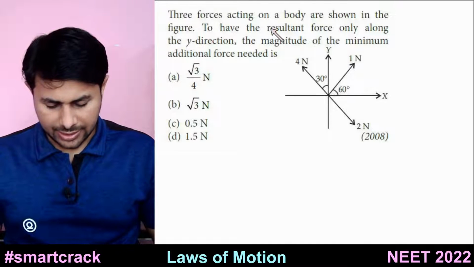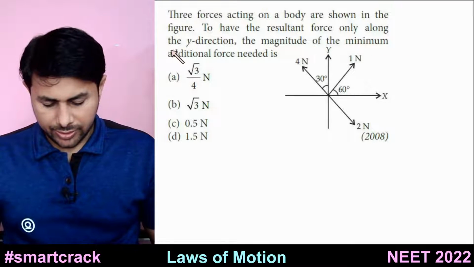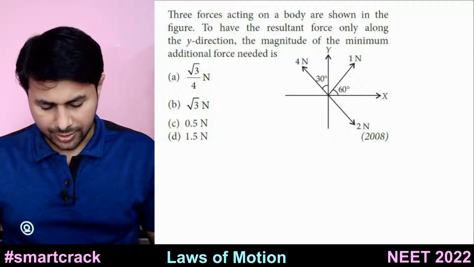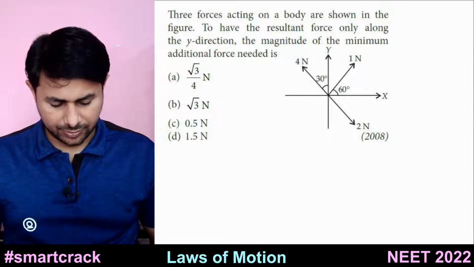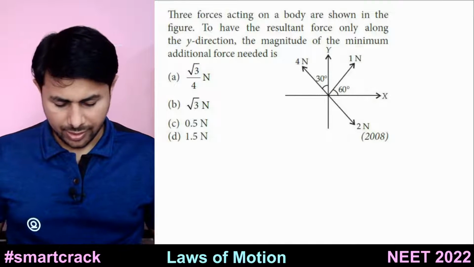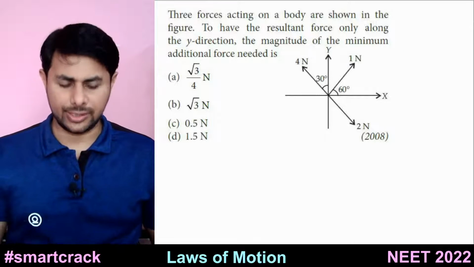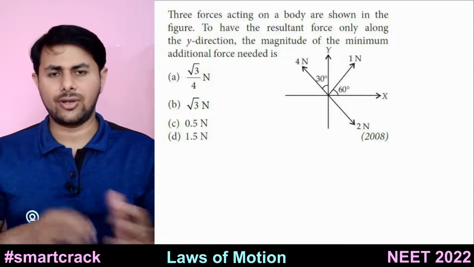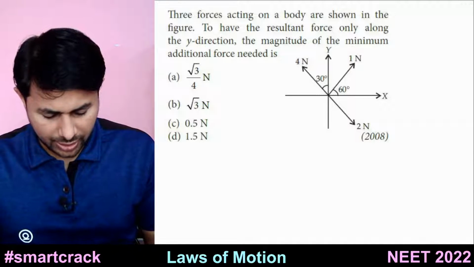Three forces acting on a body are shown in the figure. To have the resultant force only along y direction, we want resultant force only along y direction, the magnitude of the minimum additional force needed is, okay, so we need some additional force. Then what should be the magnitude of that additional force is the question. All right, so we can resolve these three forces along x and y components, and let's suppose we need some force, let's call it F.